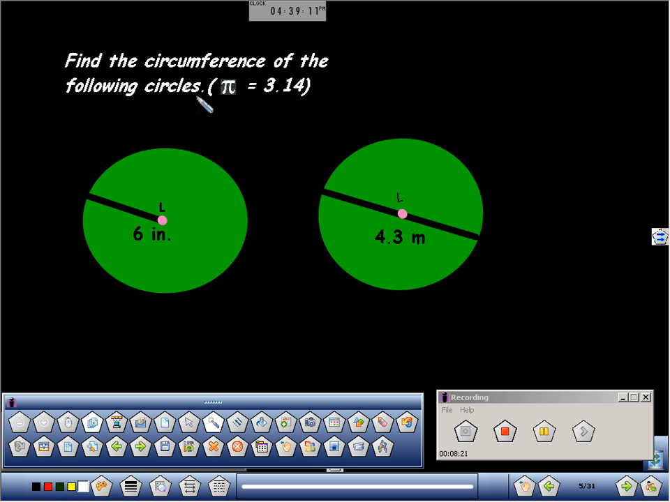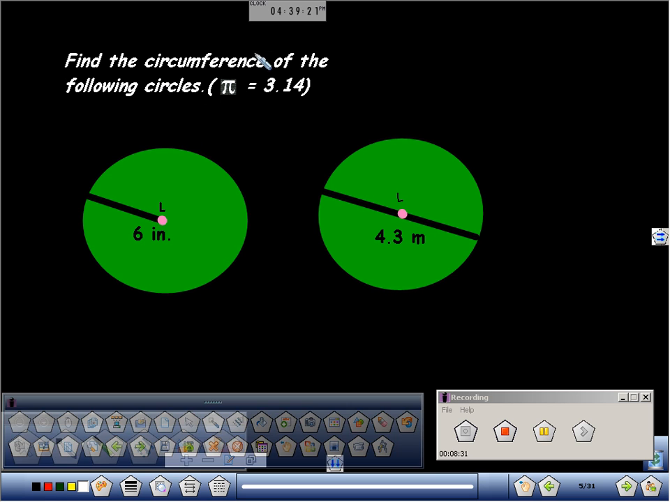Find the circumference of the following circles. Now remember, circumference is pi times diameter. There's our pi sign times diameter. And right here they're giving us the radius. So if they give us the radius, first we got to go 6 times 2, which is 12. Then we can do 3.14 times 12.